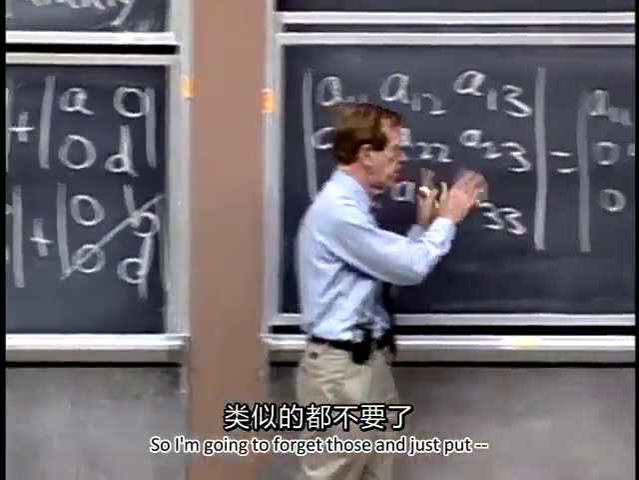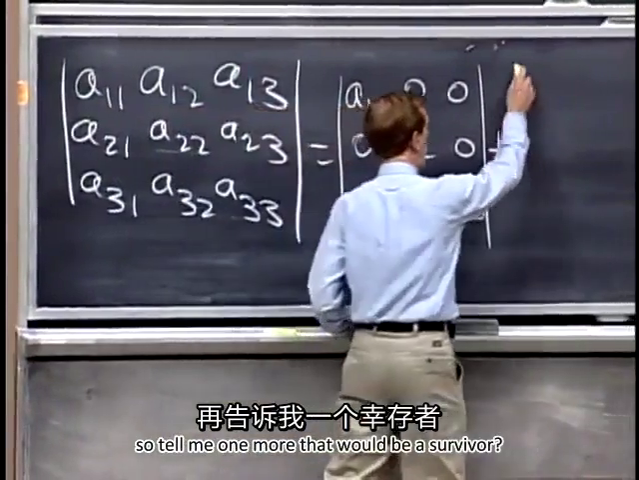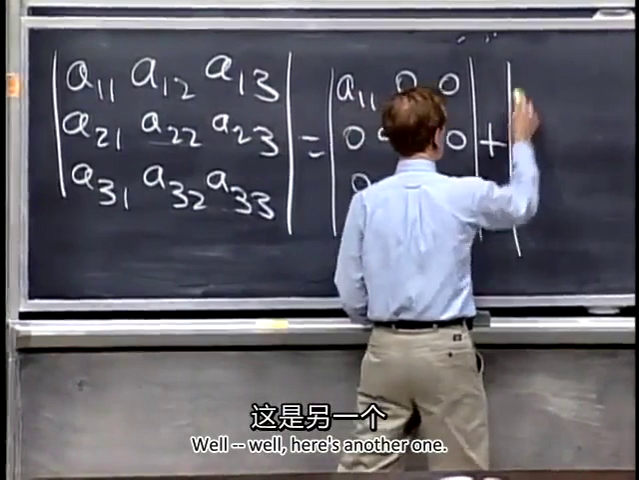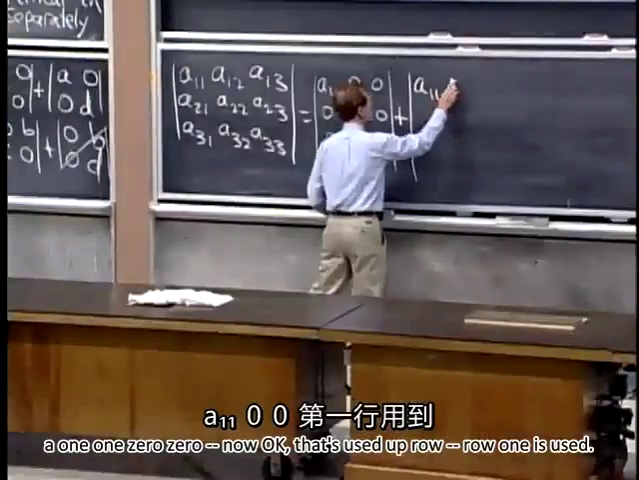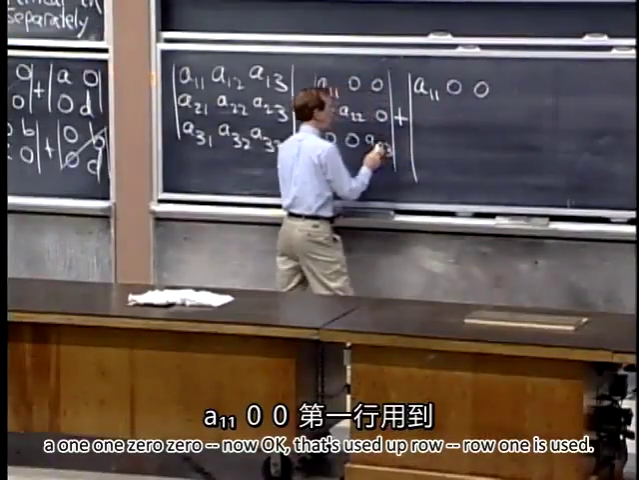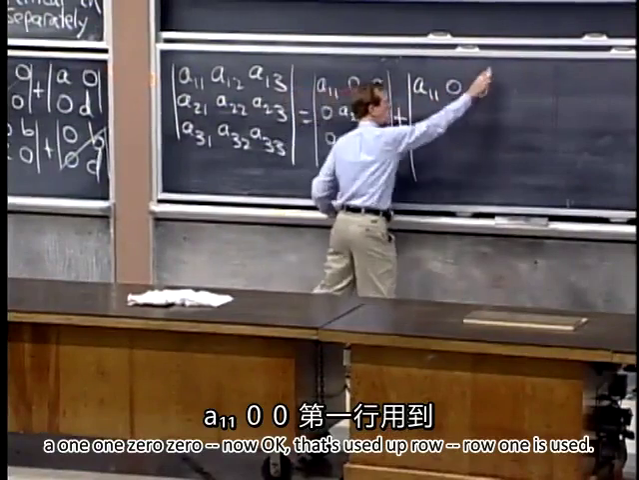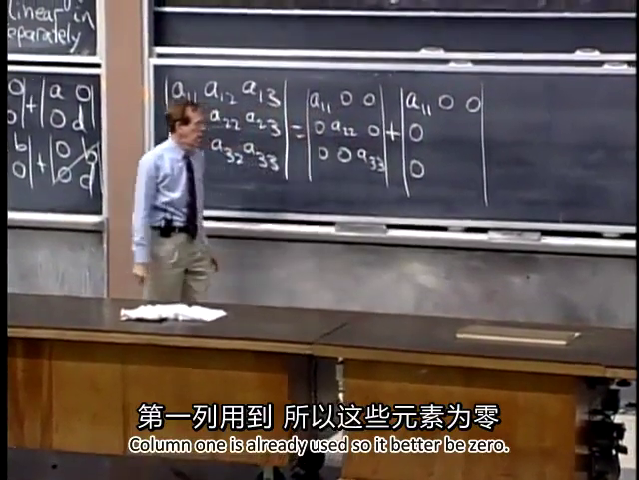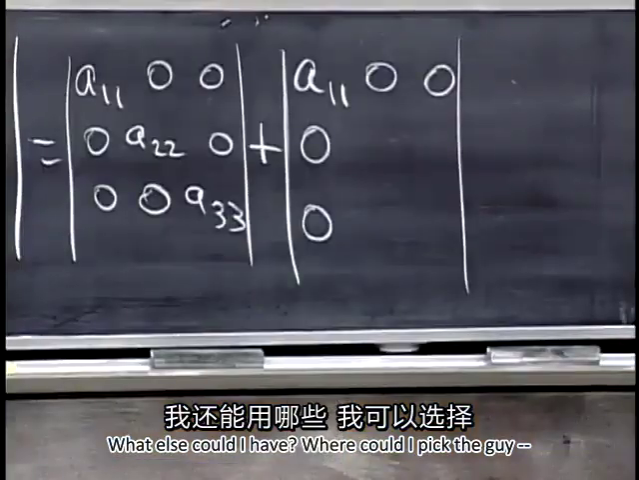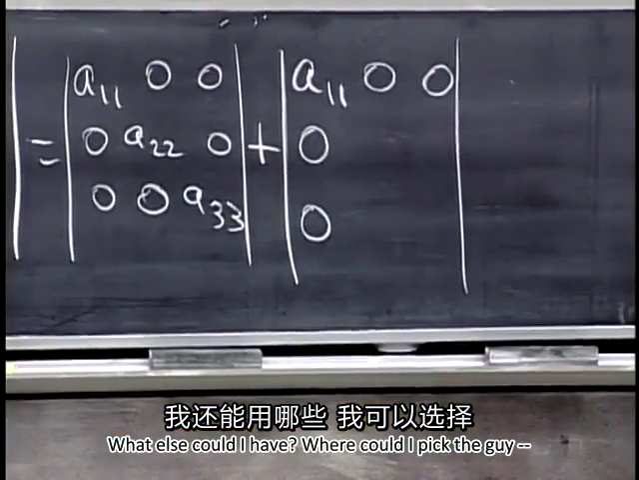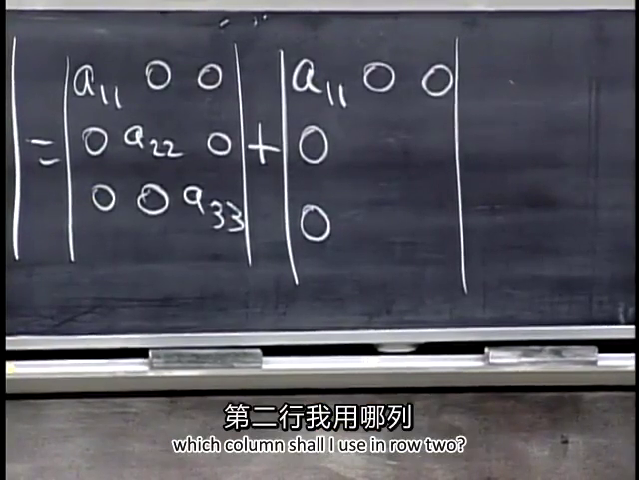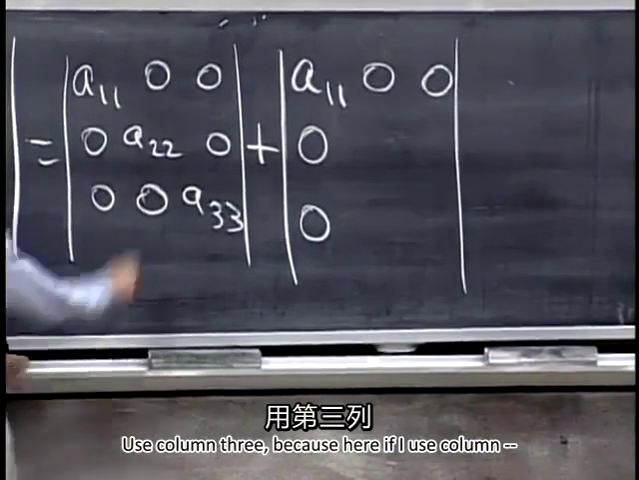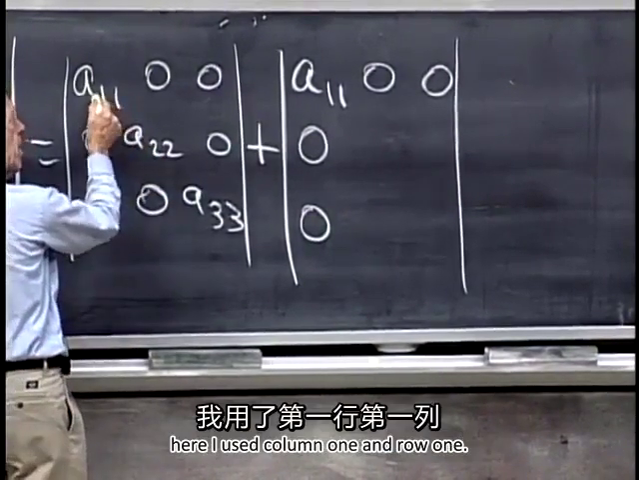So I'm going to forget those, so tell me one more that would be a survivor. Well, here's another one. A11, 0, 0. Now, okay, that's used up. Row 1 is used. Column 1 is already used, so it better be 0. What else could I have? Where could I pick the guy? Which column shall I use in row 2? Use column 3. Because I used column 1 in row 1.